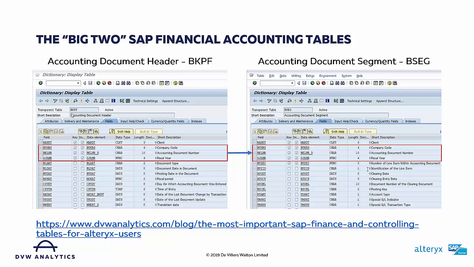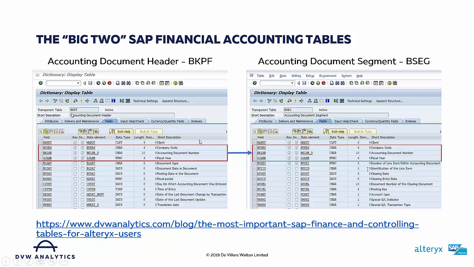And I'll start here, and our demonstration and workflow will focus on the two key SAP financial accounting tables. The first of these represents the accounting document header, and that's a table called BKPF. And the second represents the transaction item or segment, and that is the accounting document segment table called BSEG.